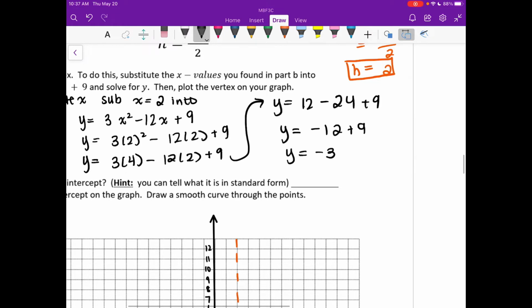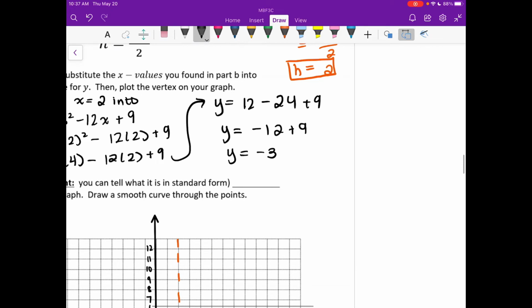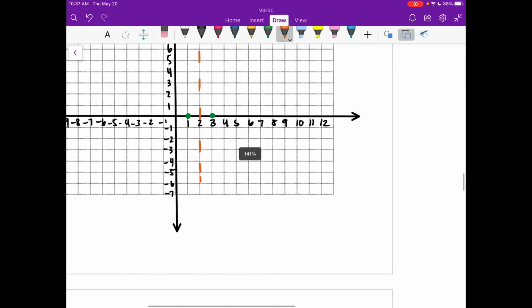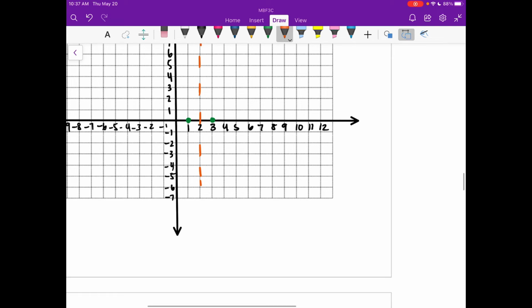So that means at x equals 2, y is negative 3. Therefore, the vertex is 2 and negative 3. So let's go in and do that. 2, negative 3. So now we have our vertex in here.